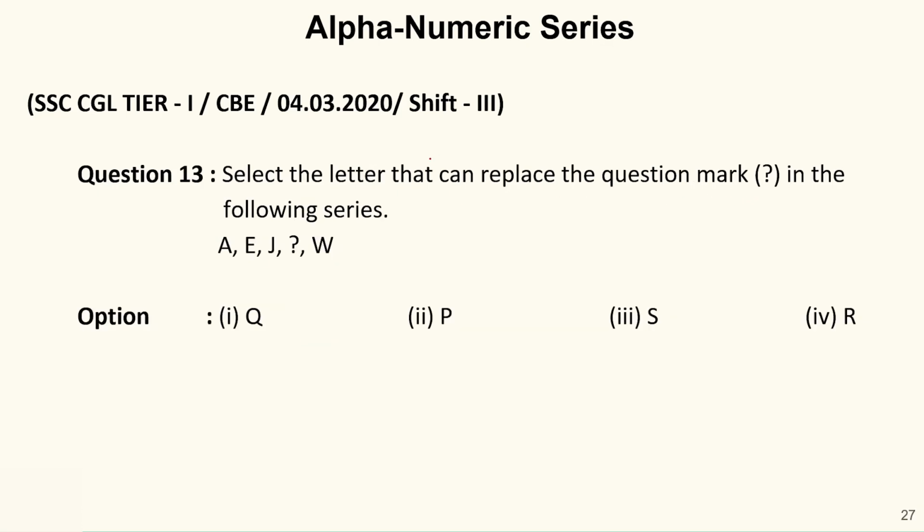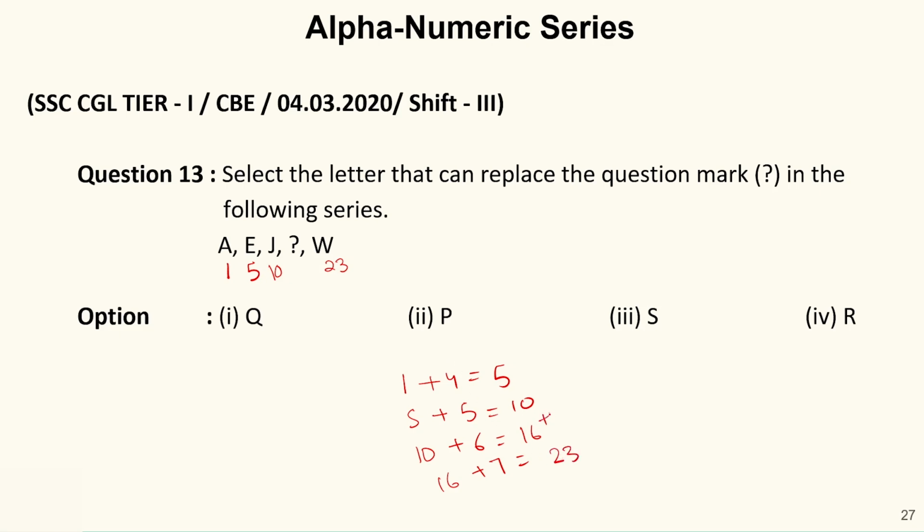Now this series, again, let us put the ranking, forward ranking. 1, E is 5, J is how much? J is 10 and W is 23. So in this question, I can see from 1 to 5 we are going, if we are adding 4 into this. From 5, if we have to go to 10, we are adding 5 to this. So logically, let me find out. If I add 6 into this, we'll get 16. And in 16, if I add 7, we'll get 23.